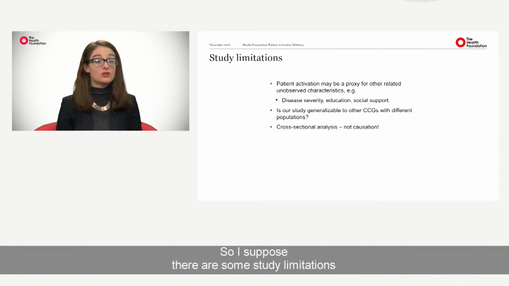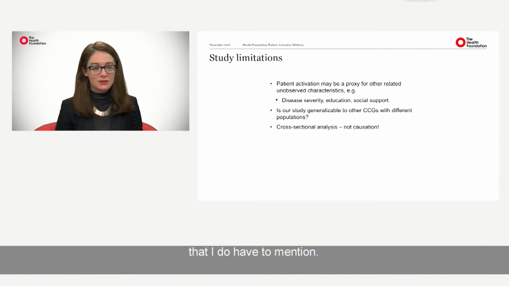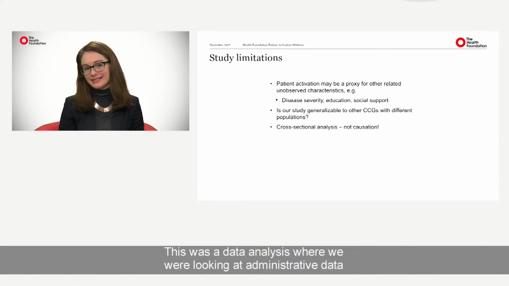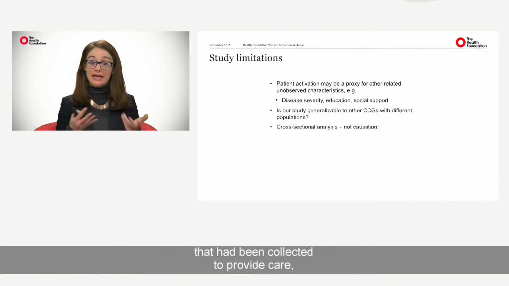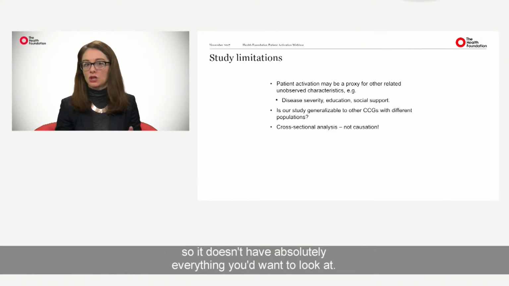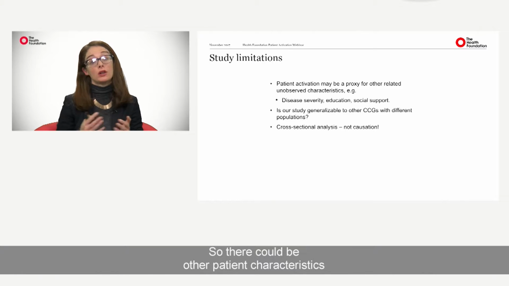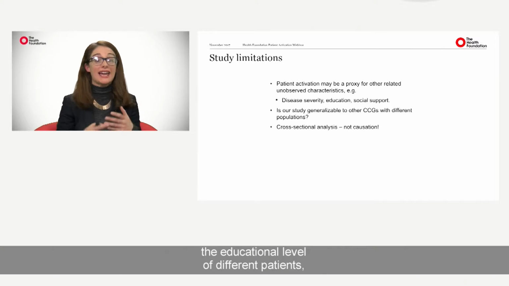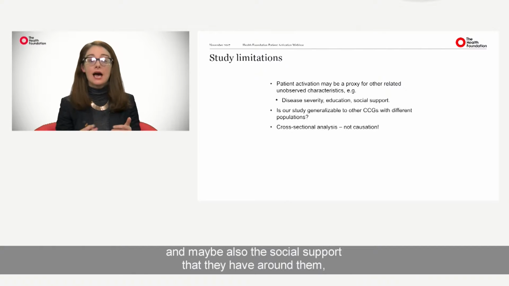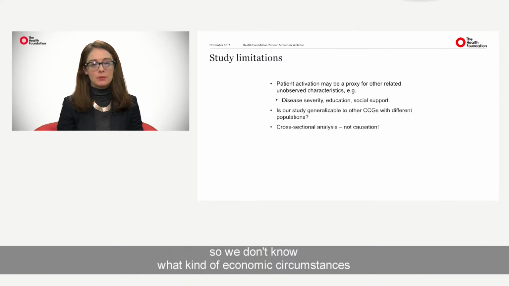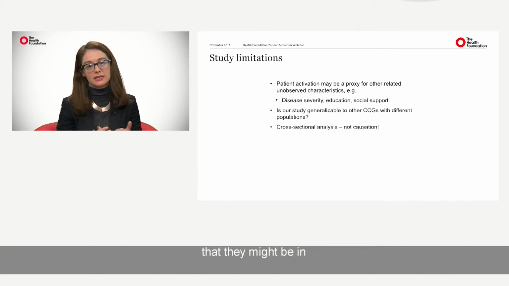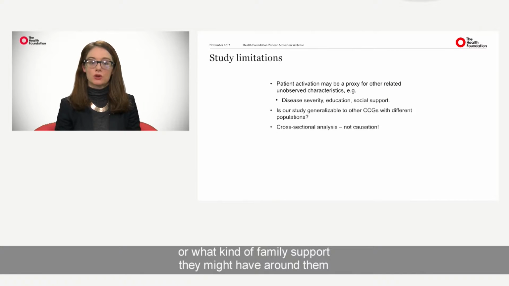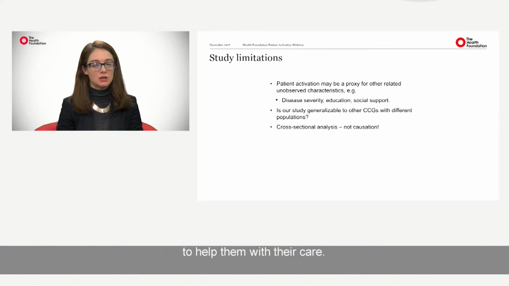So I suppose there are some study limitations that I do have to mention. This was a data analysis where we were looking at administrative data that had been collected to provide care, so it doesn't have absolutely everything you'd want to look at. So there could be other patient characteristics that we haven't controlled for, such as disease severity, the educational level of different patients, and maybe also the social support that they have around them. So we don't know what kind of economic circumstances they might be in, or what kind of family support they might have around them to help them with their care.